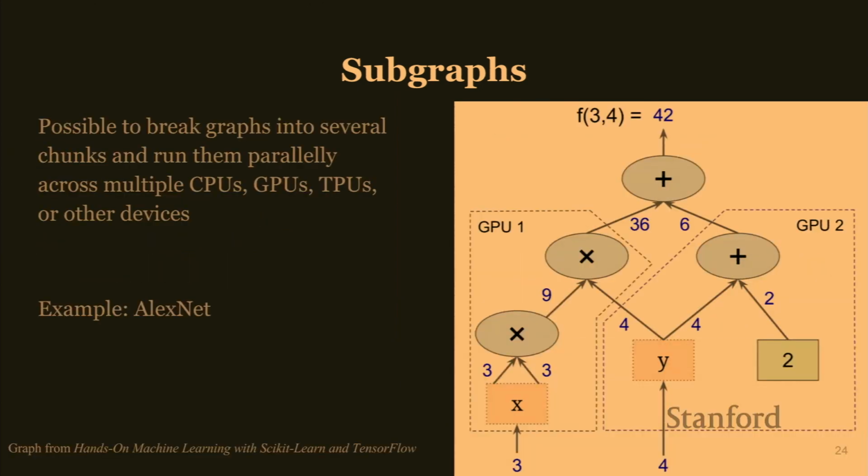Another good thing about the graph is that you can divide it into different subgraphs and put them on different machines. A notable example is AlexNet. If I'm not mistaken, it was the winner of ImageNet in 2012. What they did was take the 96 filters and divide them across different GPUs to make the model faster to run.